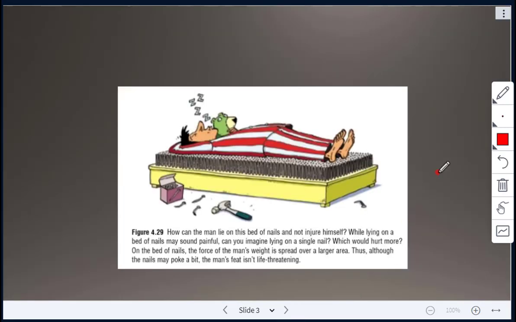This is just showing, you've probably seen this sometimes, maybe in magic shows or whatever. A person can lie down on a bed of nails and not injure themselves. Now compare that to stepping on or lying down on a single nail, right? Which one would hurt more? It would be if you stepped on or were lying down on a single nail, because when we're looking at a bed of nails, the force of the man's weight is being spread out over a larger area. So there might be a little bit of poking from the nails, but it wouldn't be life-threatening.